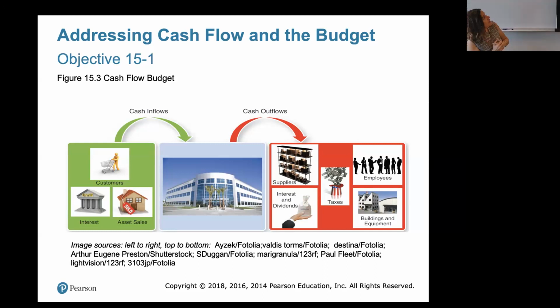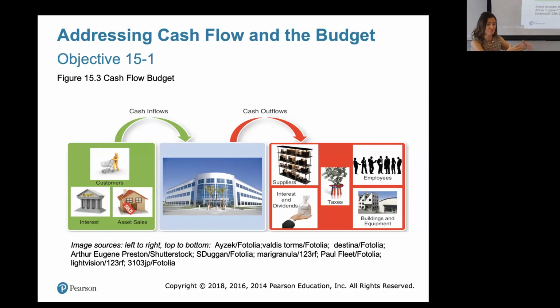You need to make sure you have enough cash. Timing is really important with cash flow, when money comes in and when money goes out. You have to balance it, just like you have to balance your own bank account, right? Sometimes you have to wait to make a large purchase until your paycheck comes in.